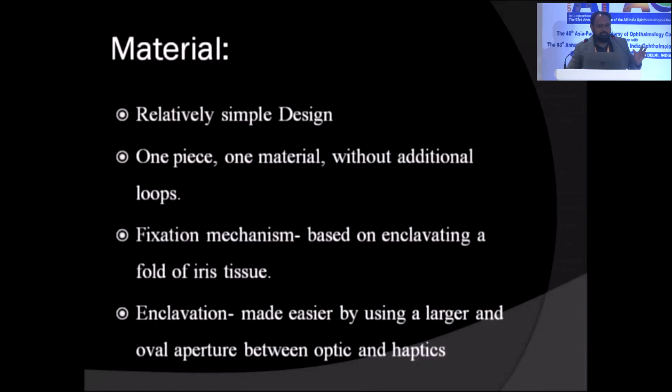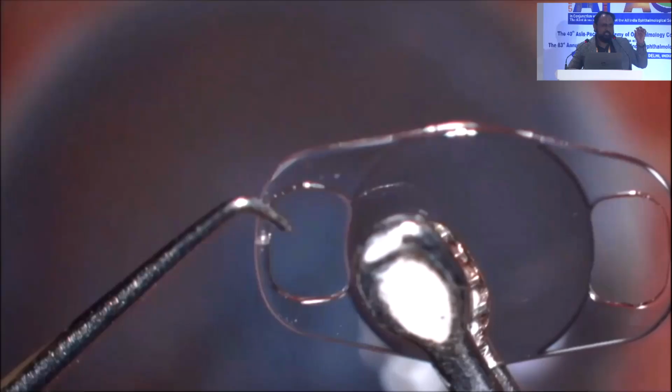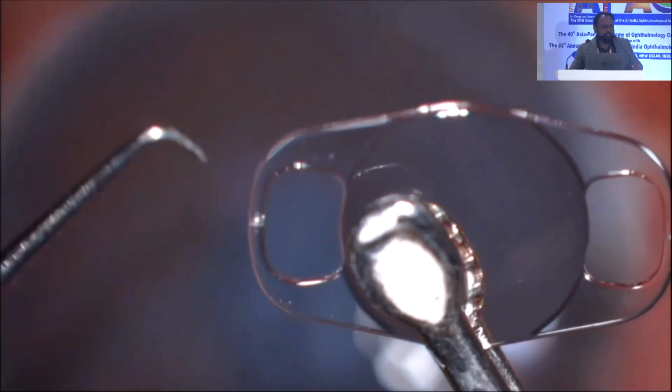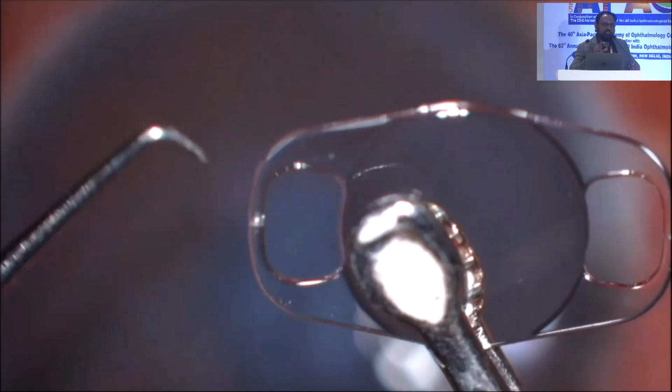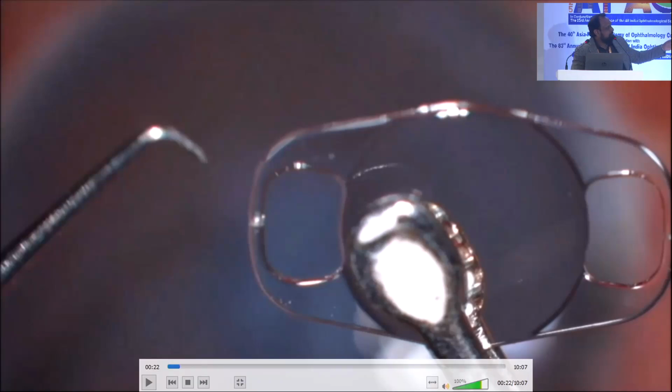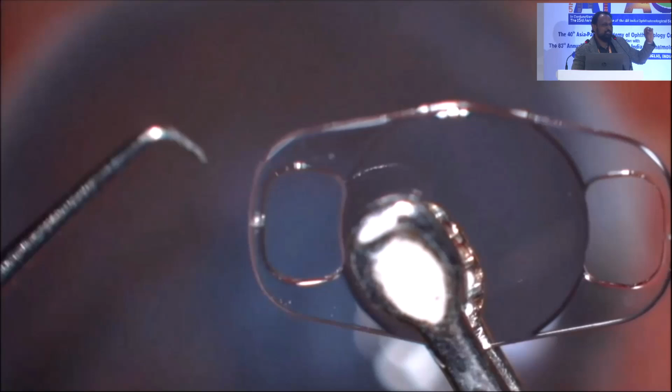So, it's a relatively simple design. It's a single piece lens, no additional loops. Basically, it works on the mechanism of enclavating the iris tissue. Two instruments that are very key are the forceps that are used to hold the lens, because it has to be slightly broad. When you're trying to clip with the regular IOL forceps, it can slip. So we have the crocodile forceps or the iris claw forceps. It's got a broad tooth, so it gives you a firm grip.